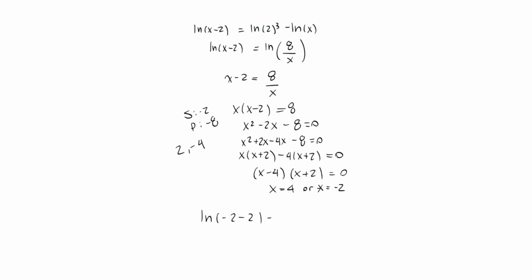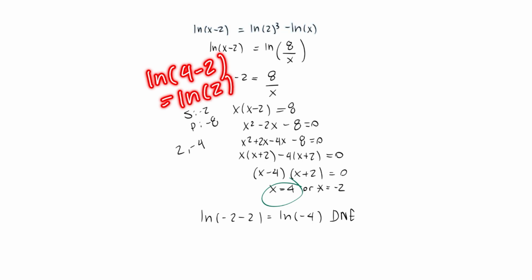So now we have to test the domain. If we plug in the negative 2, we see that we get ln of negative 4, which doesn't exist, right? Whereas when we plug in x is equal to 4, we get ln 2 and ln 4, which works.